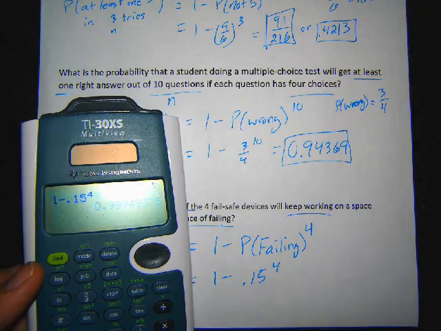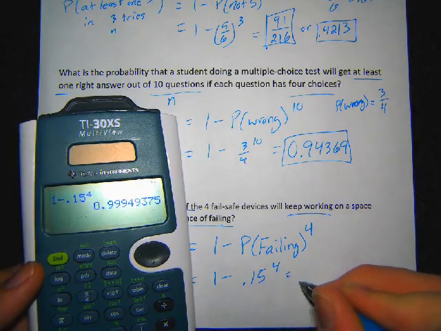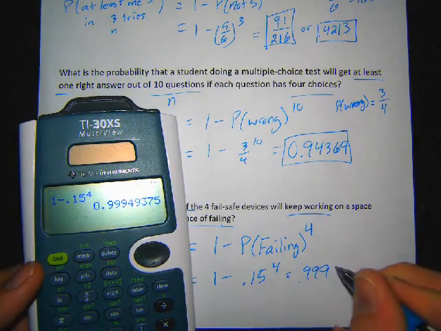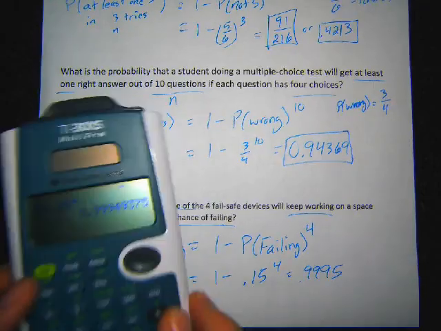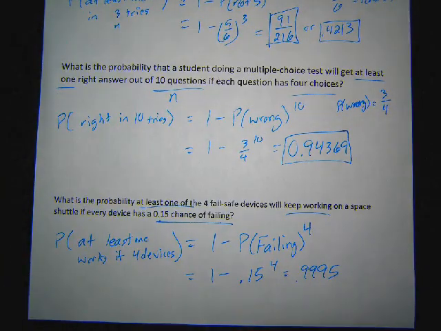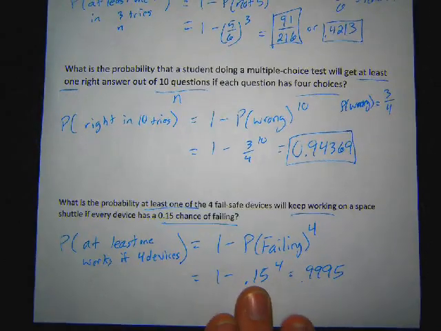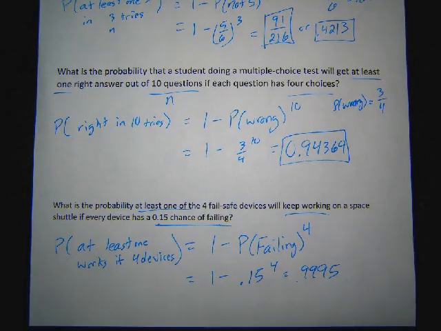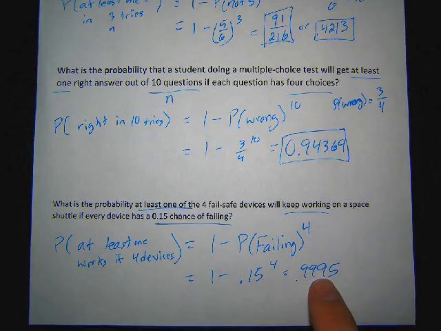So here we go. We get 0.9995, a 99.95% chance that at least one device will work. And that's why fail-safes work really well, because even though one fail-safe has a 15% chance of failing, the chance that all four fail is really slim. This is the chance that at least one of them works. The opposite would be about a 0.0005% chance that they all four fail. So that's why we use backups. It's a good way to do that.